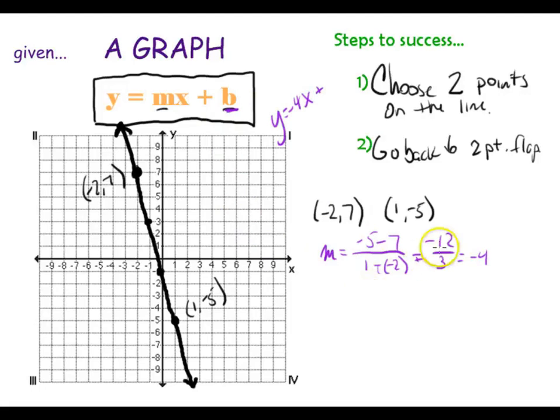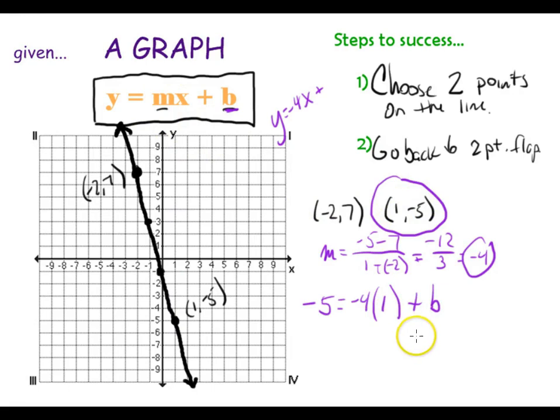Look at your steps. I use the slope, and I choose either one of these 2 points. It doesn't matter. I'm only going to show you 1 point, and I'm going to take this one. Why? I don't know. It just happens to look nice to me. So I'm going to go -5, plugging that in for y, and I'm putting -4 in for slope, in for my m. And for x, I'm going to put in 1. And I'm going to leave b by itself because I need to solve it for b.